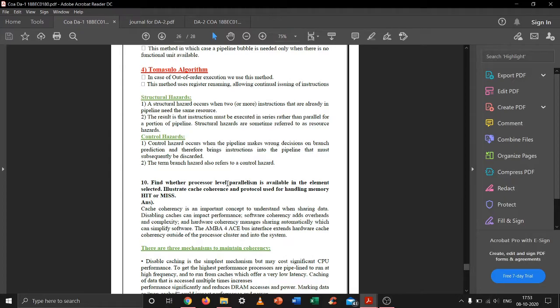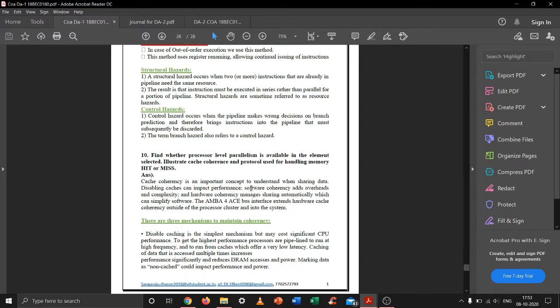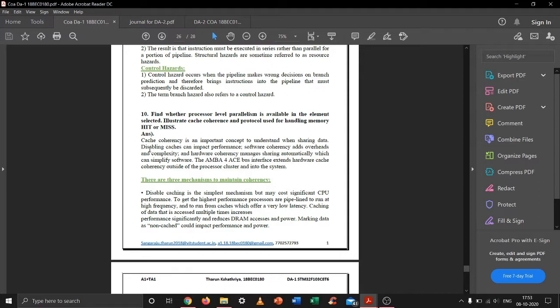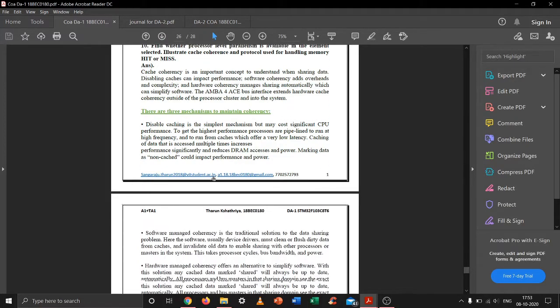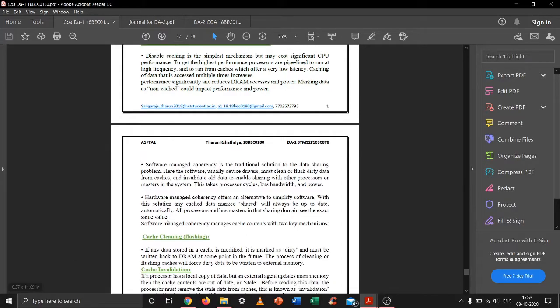And then next, coming to the 10th question: find whether thread level parallelism is available in the element selected. Yes, it is available in the element which I selected, which is the STM microcontroller. There is parallelism, and also illustrate cache coherence and the protocol used for handling memory hit or miss. Cache coherency is an important concept to understand when sharing data. Disabling cache can impact performance; software coherency adds overheads and complexity. Like this, there are three mechanisms to maintain coherency: first method, second method, third method.